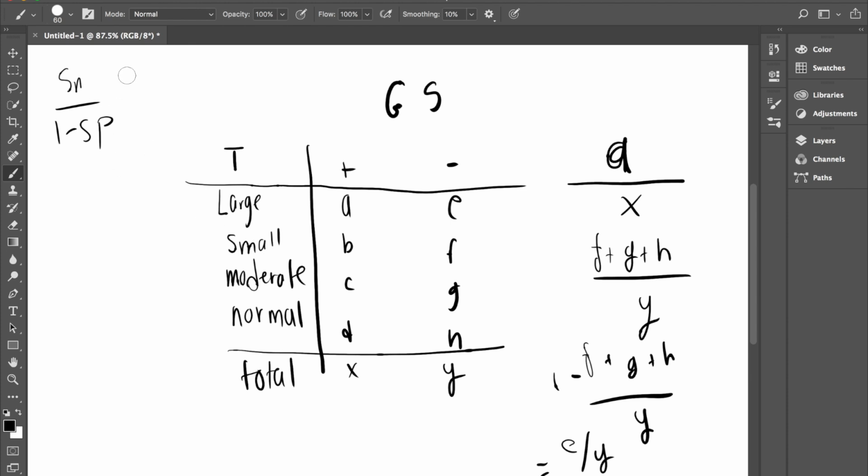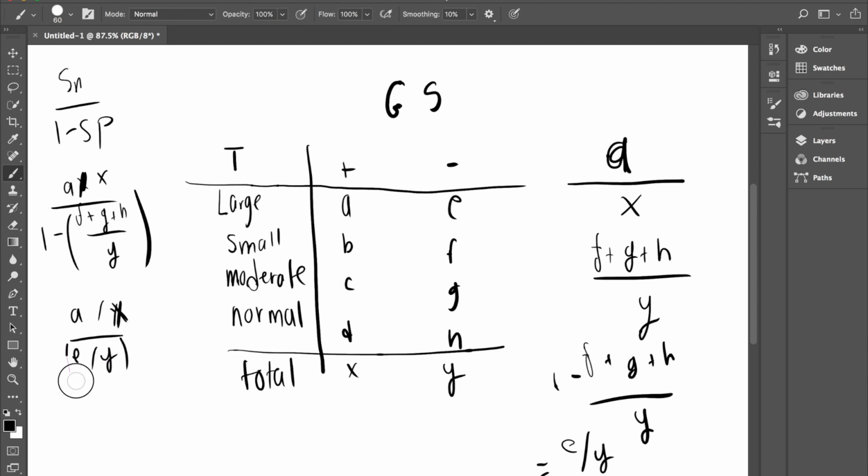So when I'm trying to calculate my LR positive value, instead of doing A divided by X, divided by 1 minus F plus G plus H divided by Y, I could instead just do A divided by X, and divided by E over Y, because this is equivalent to this. Okay, so that's just the simple, shorter way to do this. Ignore my other mistake there.